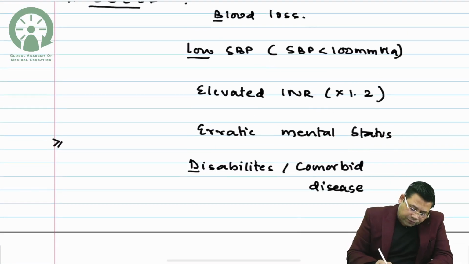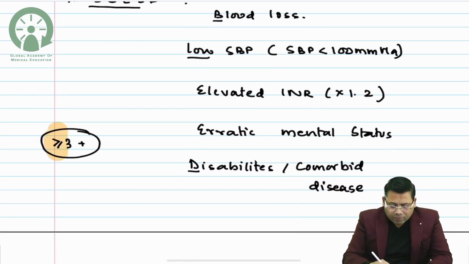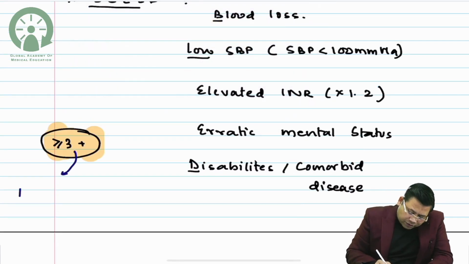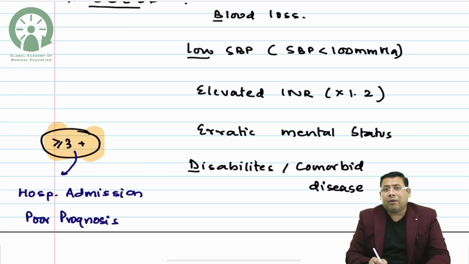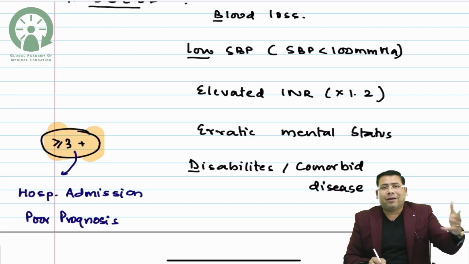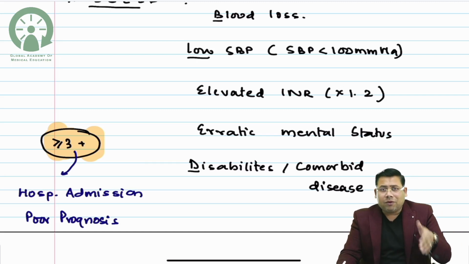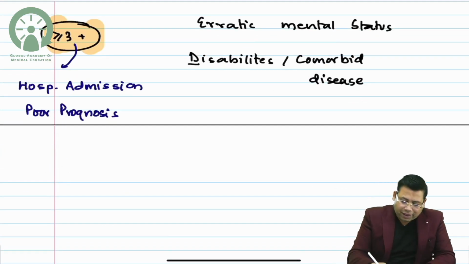Out of them, if 3 or more parameters are positive, this is first of all indicative of hospital admission. So this is an admission criterion also. The second is, it is associated with poor prognosis also. You cannot keep the patient daycare and discharge. It warrants further evaluation of the cause and hence treatment. So this is about the BLEED classification that we actually see.